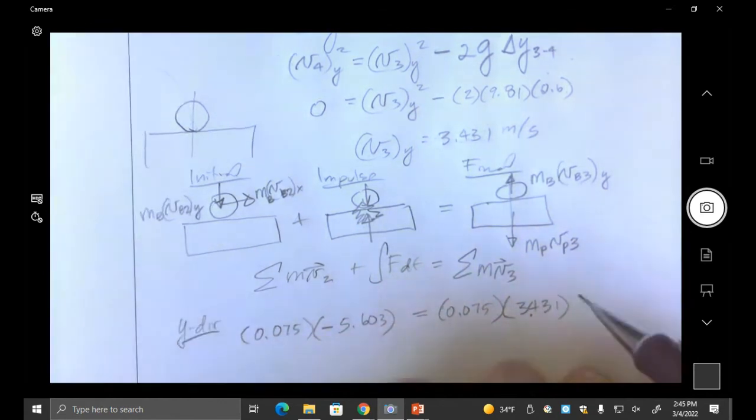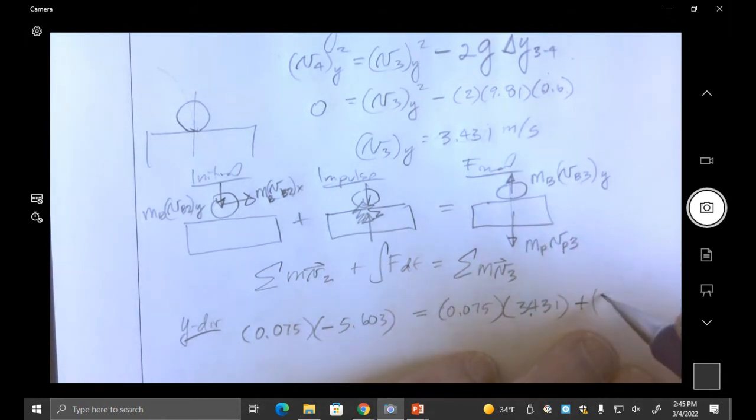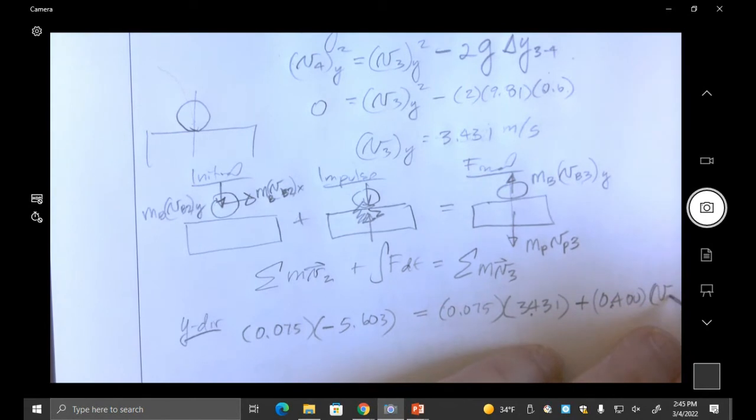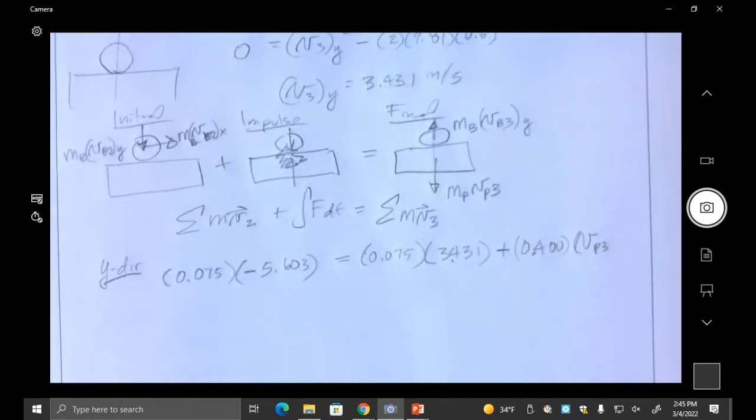3.431. But then I guess I could put them here. I could put the negative here if I wanted to, but we know that the plate is 400 grams, so it's 0.4. And then we don't know this. The velocity, that's what we want to try to find, the velocity of the plate at state 3. And if I did everything right, it should be 1.694.